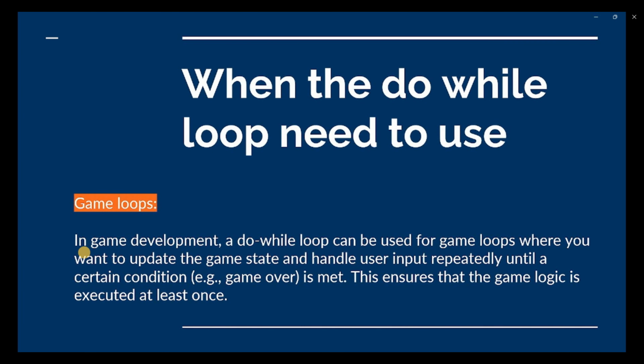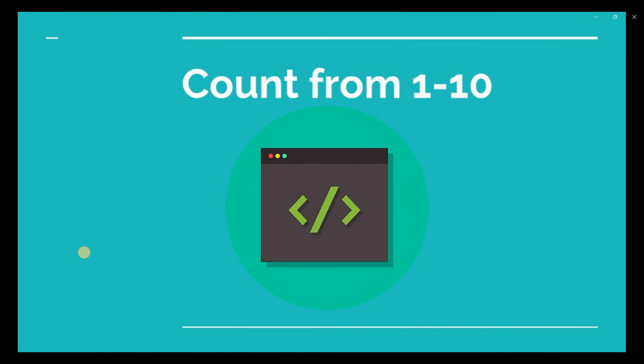Game developers can also develop their games with the help of game loops. In games, they use game loops because we need to choose the player, and in some cases move to the next step. That is when we can use the do while loop, because we need to take input from the user. This ensures that the game logic is executed at least once.